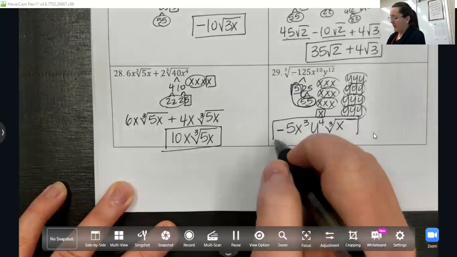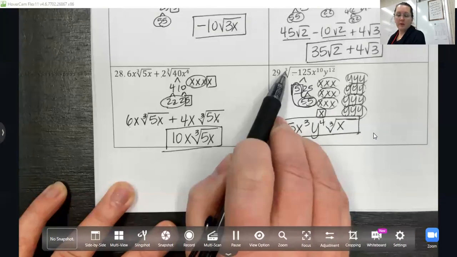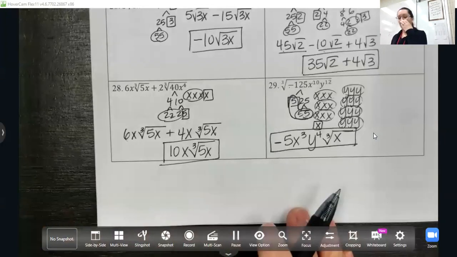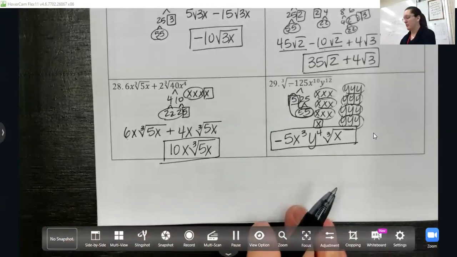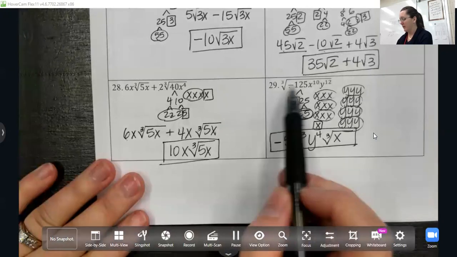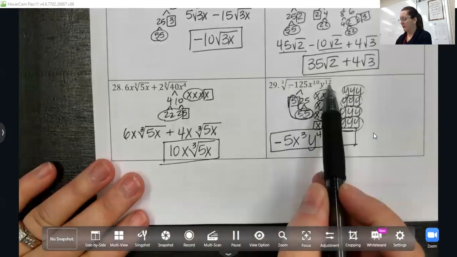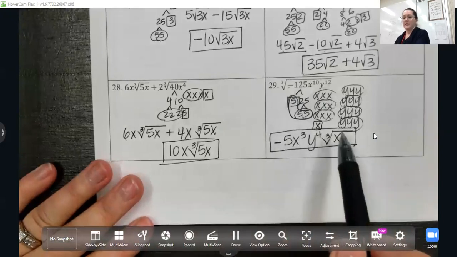So if it's an odd root, you can pull out the negative. If it's an even root, it's imaginary, right? Okay, and you can do the division rule there too. 10 divided by 3 is 3, with 1 left over, he stays inside. 12 divided by 3 is 4, all 4 come out, none inside.